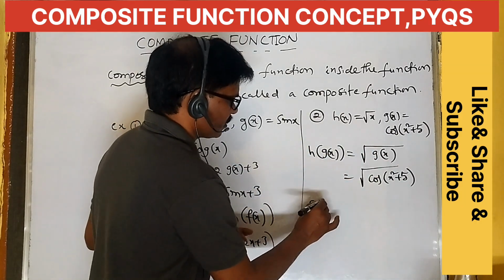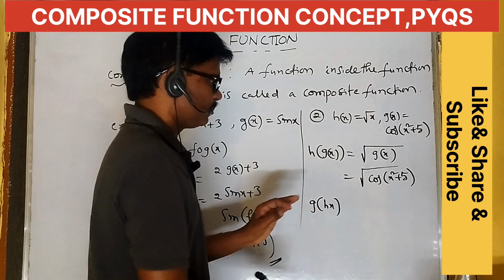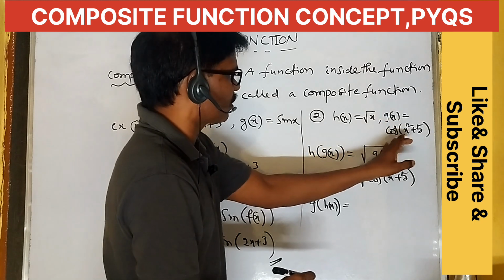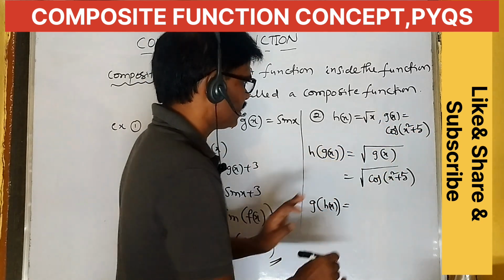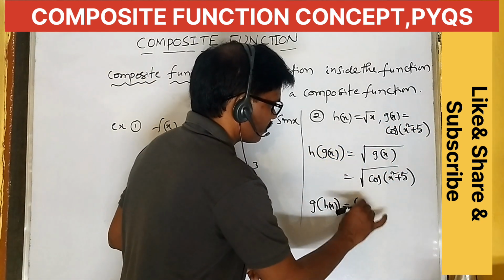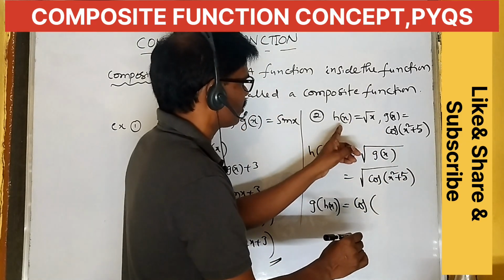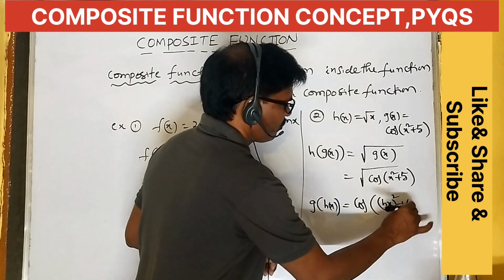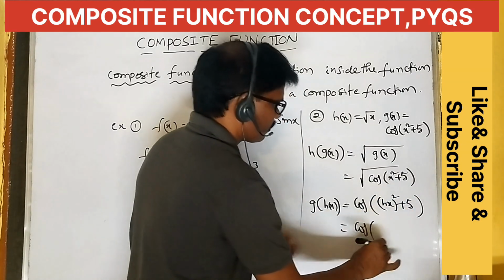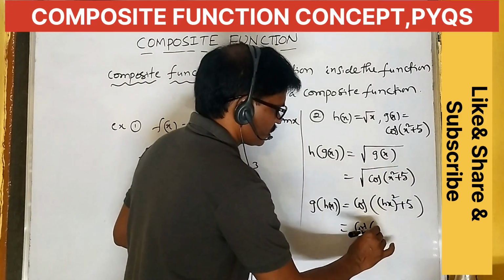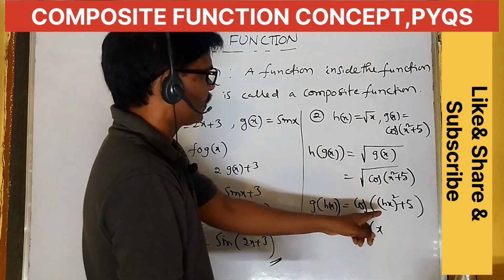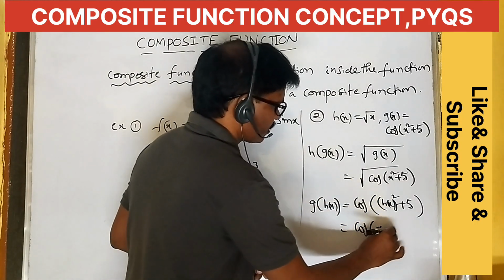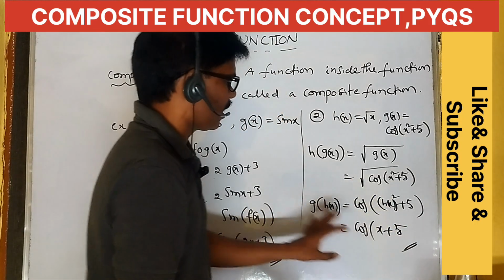Okay, now g of h of x. What is the g of x formula? g of x is equal to cos of x square plus 5. Here x is replaced by h of x, so it is cos of h of x whole square plus 5. h of x is equal to root x, so root x whole square means x. The result is x plus 5. This is our answer.